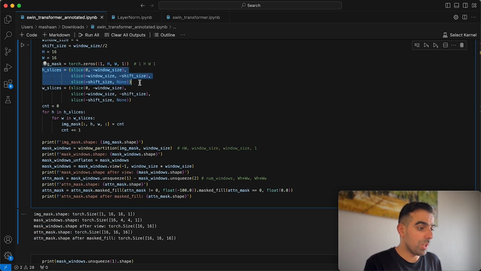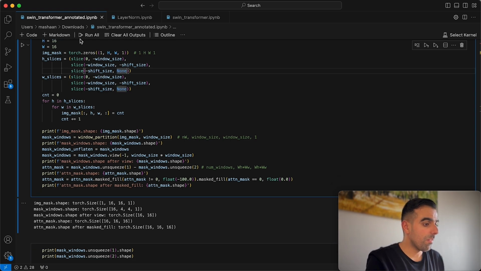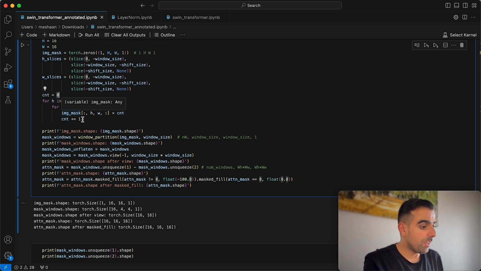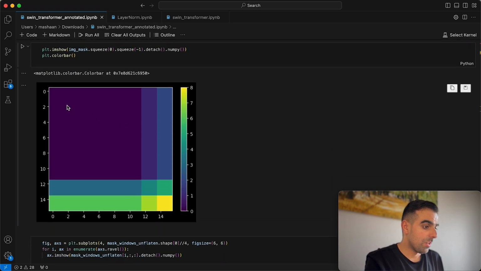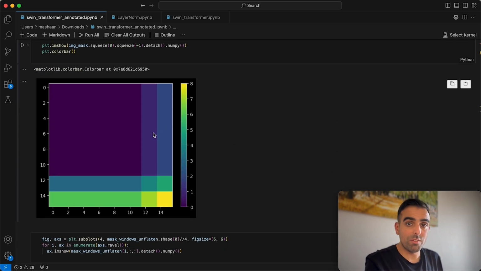They take 3 slices for the window size and for the shift size, and from the shift size to none. So depending on the window size and the shift size, they assign ranks for all the windows. This rank starts from 0, and when they finish a slice, they add 1. And this is how it looks. All of these windows are allowed to perform attention with each other because they have the same rank, but these windows cannot perform attention with each other because they have different ranks.